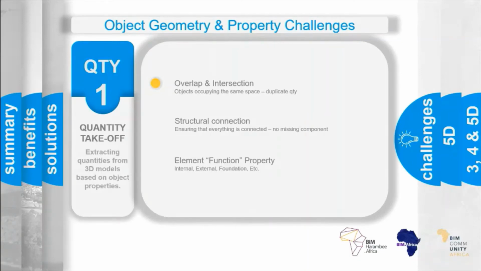So when we look at one of these issues in terms of objects, overlaps and intersections, elements should be modeled to be dimensionally accurate. Elements shouldn't intersect with each other, and an intersecting or overlapping geometry would potentially mean that there is a duplication of quantities. Any duplication of quantities, with objects being on top of each other, will result in additional quantities being measured.